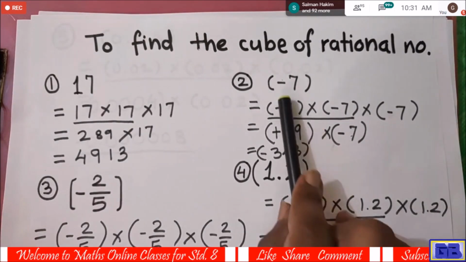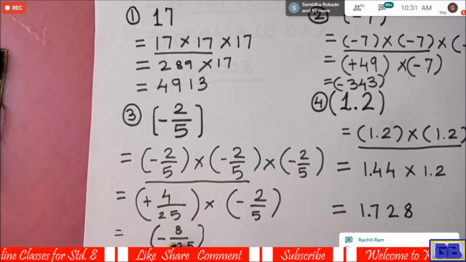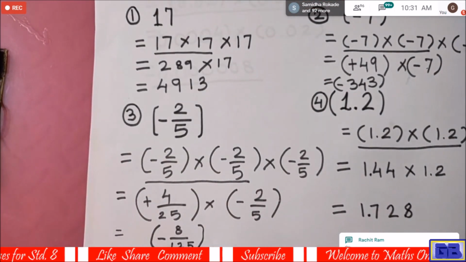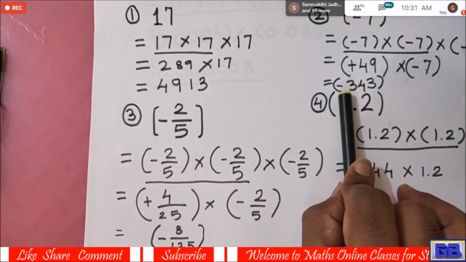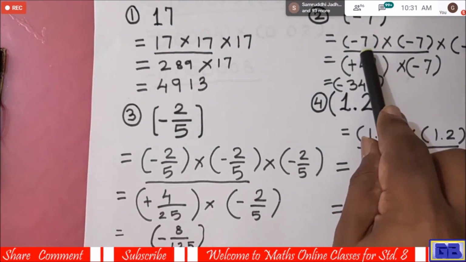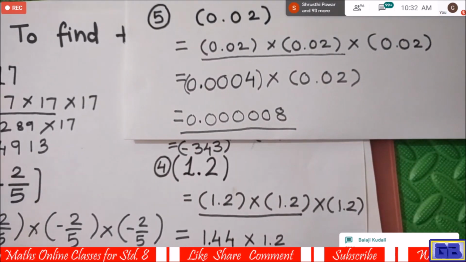As we have taken a negative number here, this is also a negative number. See, here also the answer has come negative, and here also the answer has come negative. So these are two examples for the second rule. Can you see both these examples?